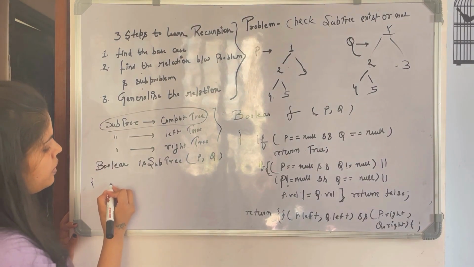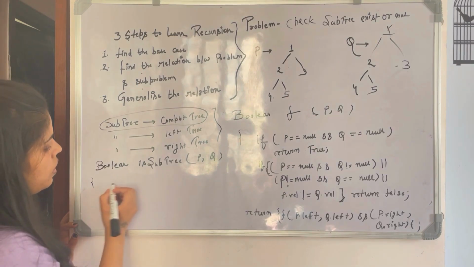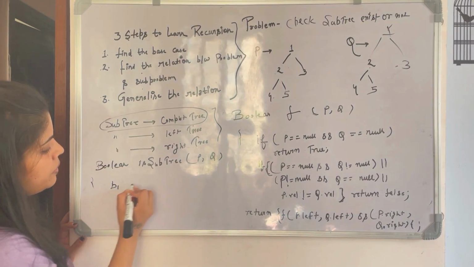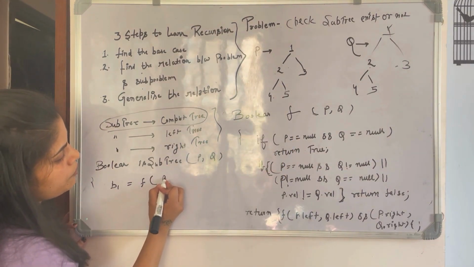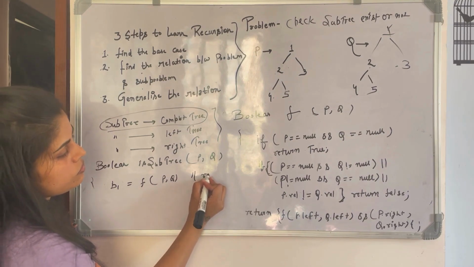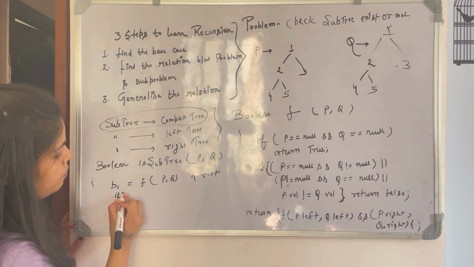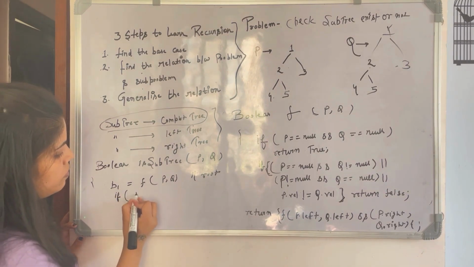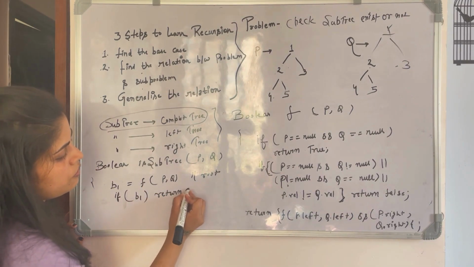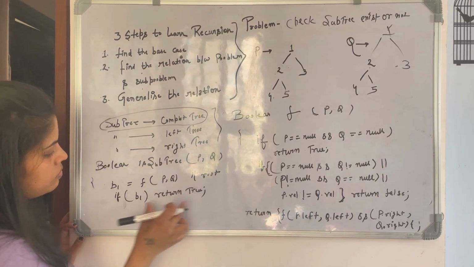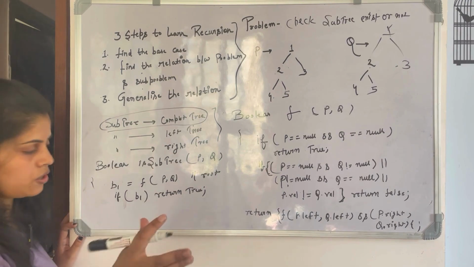So here we are checking a tree boolean, b1. We are calling this function f, and here I'm passing p comma q for the root. If b1 is true, then return true. So from this line we will return, and the next line of this function will not execute.